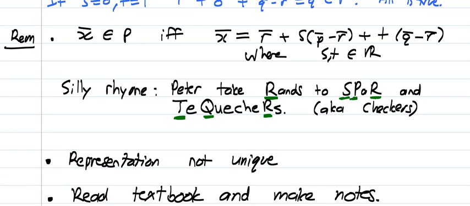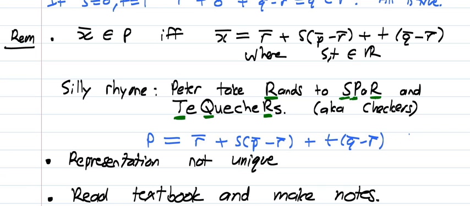Again, do not say that the plane is equal to R plus S(P minus R) plus T(Q minus R), because this is wrong. On the left-hand side you have a set, and on the right-hand side you have a vector, and the equal sign is a holy symbol, so that will be wrong.